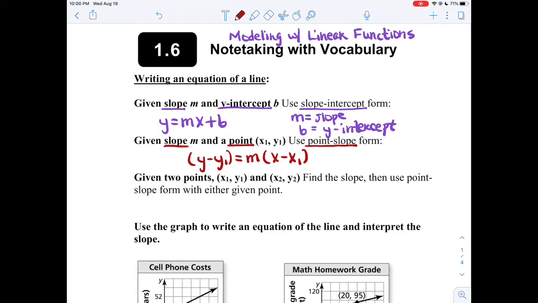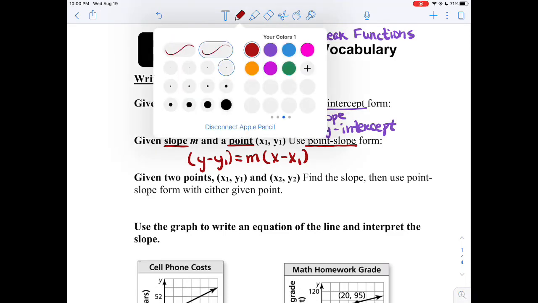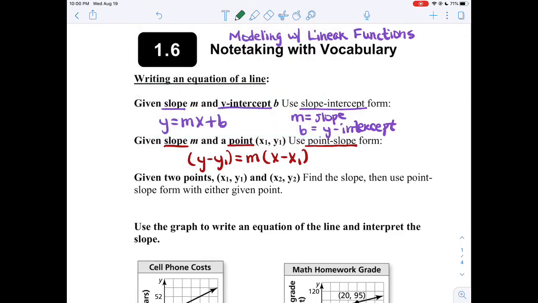And then finally, sometimes we don't even know the slope, but we're given the information to calculate it. So if we have at least 2 points that we know lie on the line, we'll call them x1, y1 and x2, y2. From those 2 points, we can find the slope, and then we can use point slope form of the line.